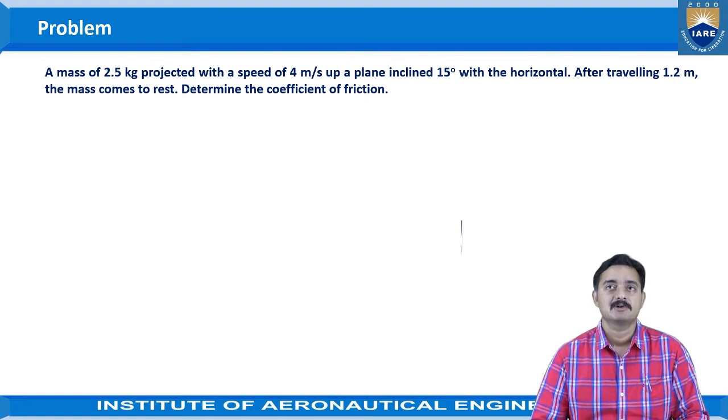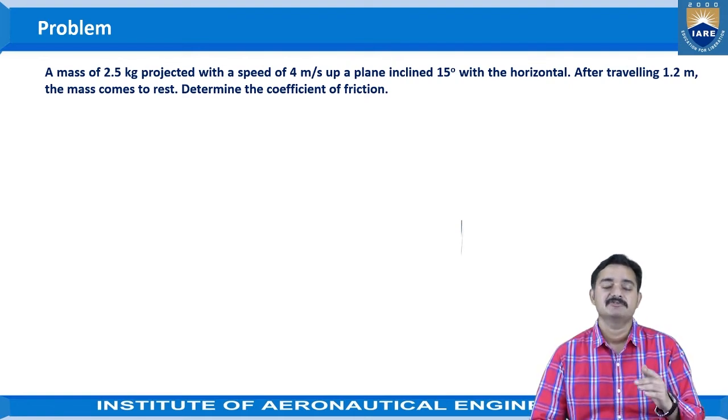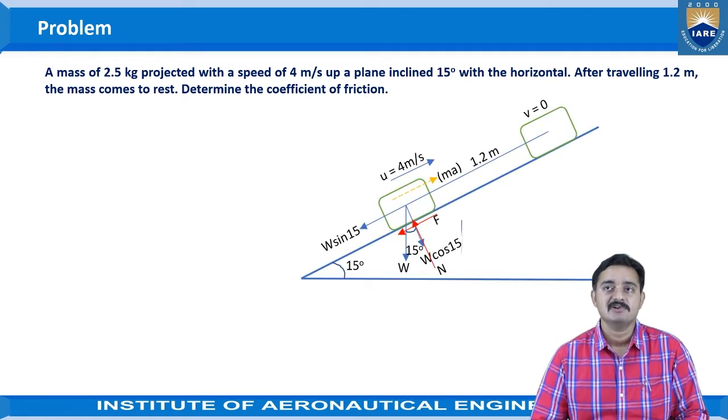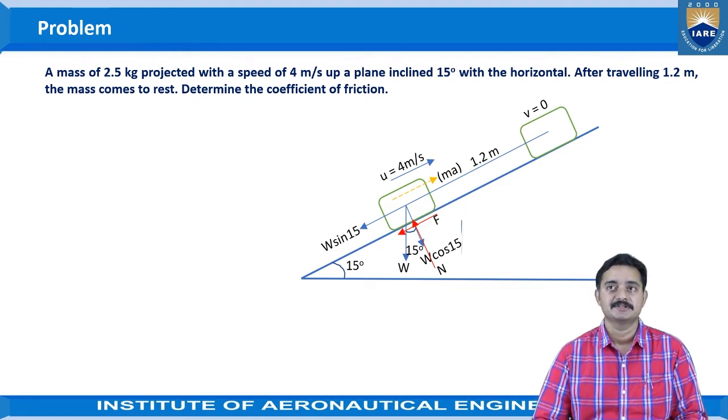Now, let us do another problem on the inertia force, the D'Alembert's principle. The problem given is: a mass of 2.5 kg is projected with a speed of 4 meters per second up an inclined plane, inclined at 15 degrees with the horizontal. After traveling 1.2 meters, the mass comes to rest. Determine the coefficient of friction.